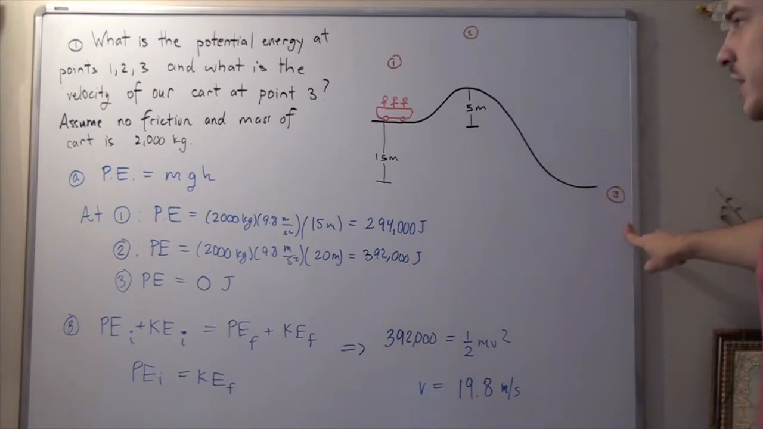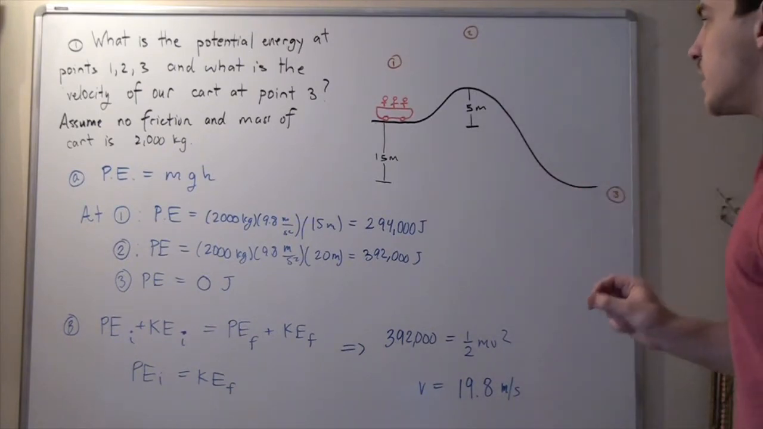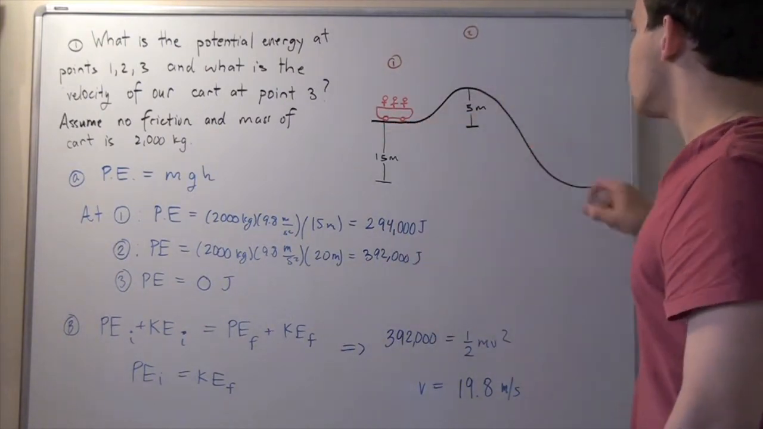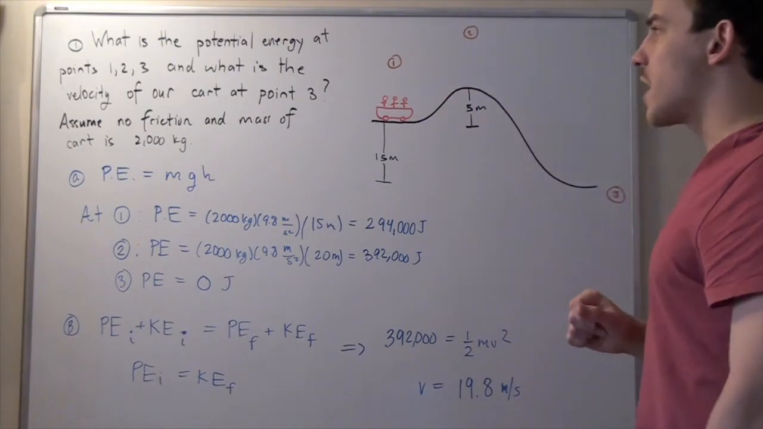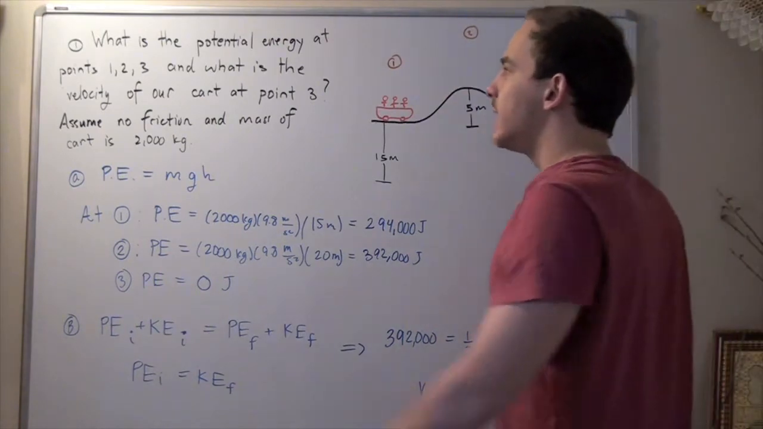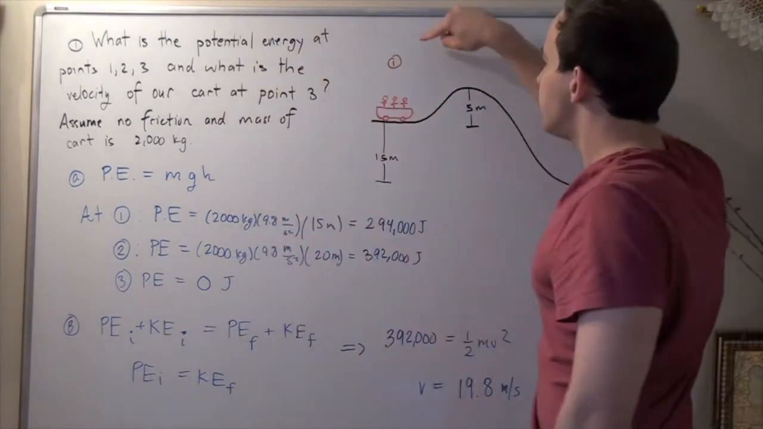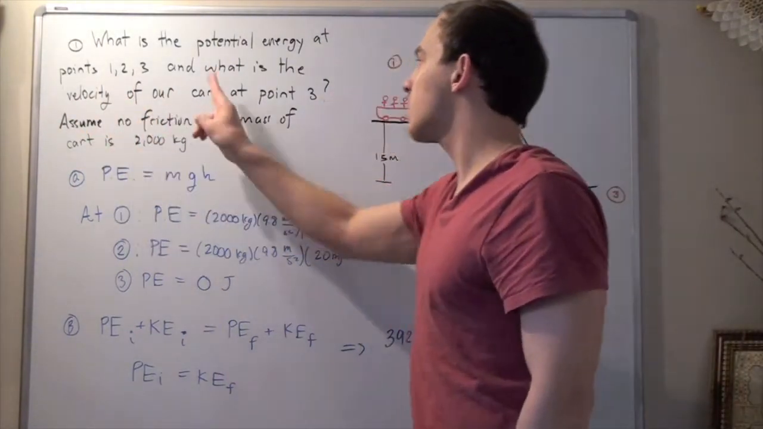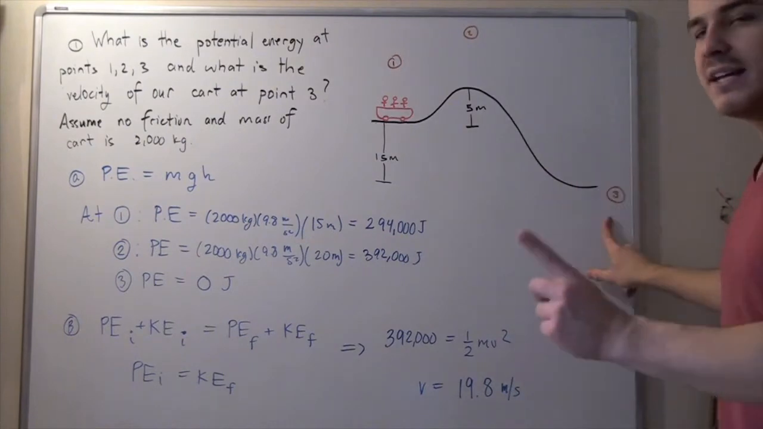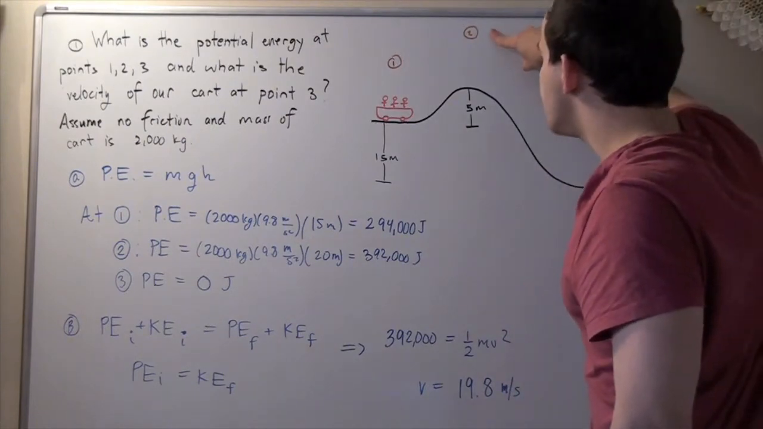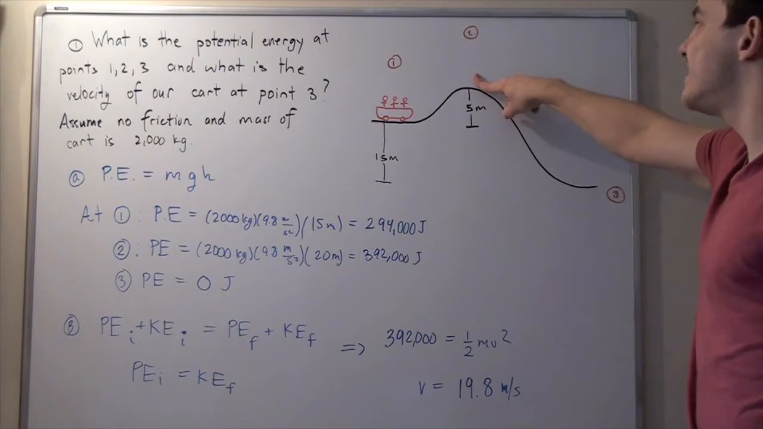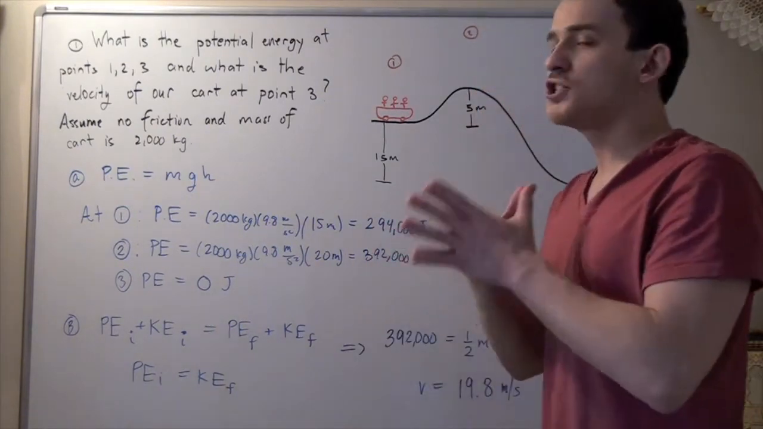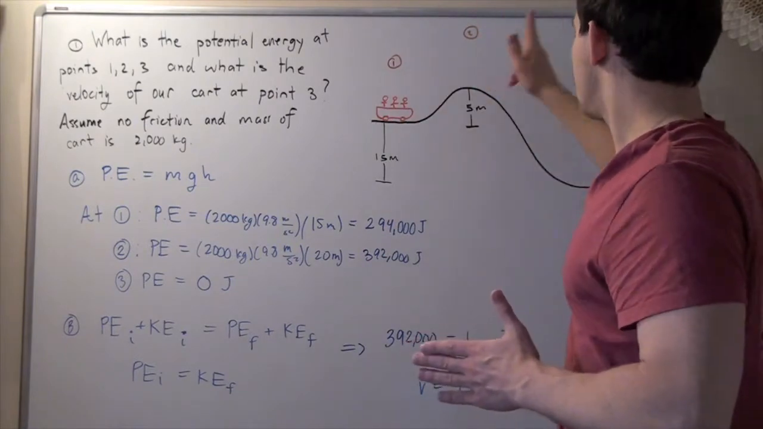at point 3. Now we're going to make the assumption that no friction takes place between the surface of this roller coaster and the wheels of our car. We want to find the potential energies at point 1, 2, and 3, as well as the velocity of our car at point 3, making the assumption that at point 2 our velocity of the cart is 0. So let's begin by first finding what the potential energy is at point 1, 2, and 3.